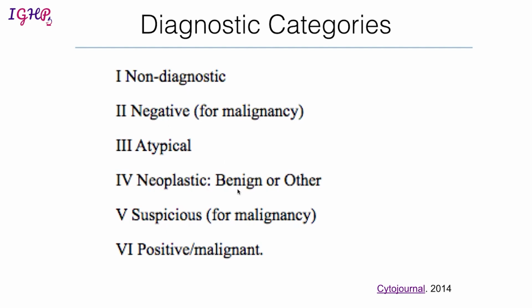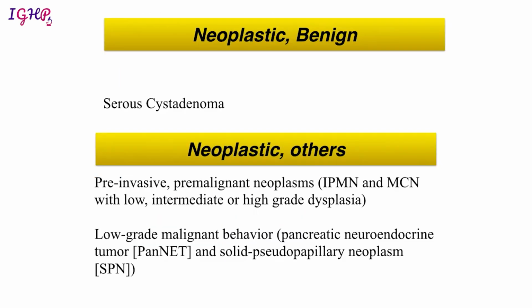Now we know that there is little confusion when we are looking at category 3 and category 5, and also category 4 and category 6. So they look almost similar, but there are differences, and that we will see subsequently. Now this positive or malignant means we are dealing with some adenocarcinoma that is definitely malignant. So we are basically talking of ductal adenocarcinoma here, whereas in neoplastic we are talking of some neuroendocrine tumors, SPENs. We are also talking of cystic lesions of the pancreas, and in atypical and suspicious, that we will see subsequently.